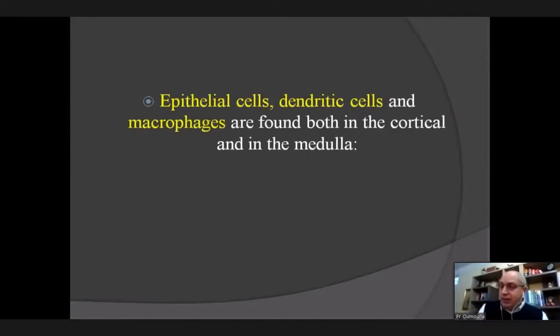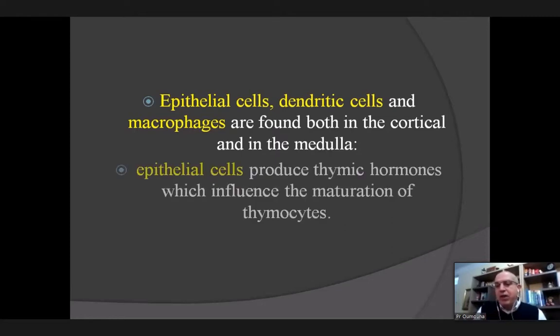Epithelial cells, dendritic cells, and macrophages are also found both in the cortex as well as in the medulla. So the thymus is like a school, which has teachers, and also we have logistics to feed the students. The epithelial cells are here to feed the students, producing thymic hormones, which influence the maturation of the thymocytes. Keep in mind that the prothymocyte is just a baby lymphocyte, immature. They will mature, be selected, and then they will leave the thymus. The epithelial cells are playing the logistic part, while dendritic cells and macrophages are playing the role of instructors or teachers.